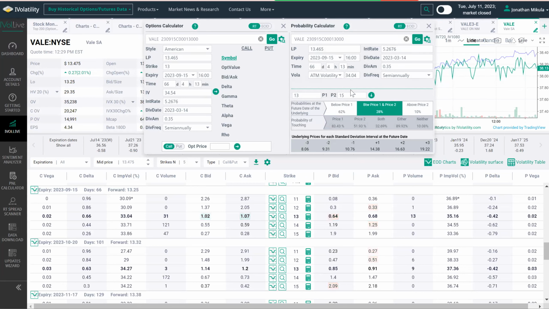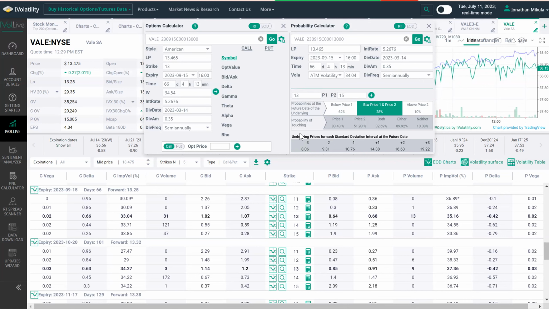This helps me when I'm analyzing trades, because I can say, all right, there's a 62% chance that Vale will be below 13 by September 15th, which means if I sell this put, I better be comfortable buying shares at 13, because there's a 62% chance I'm going to be put. On the other hand, if I buy this put, there's also a 62% chance that Vale will be below 13.